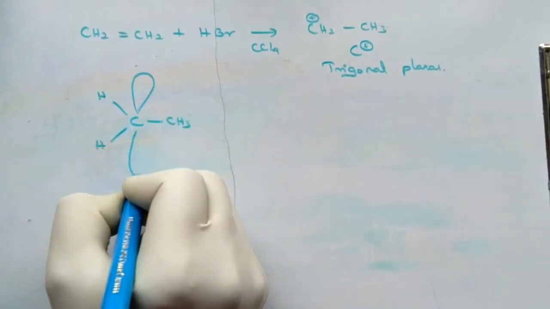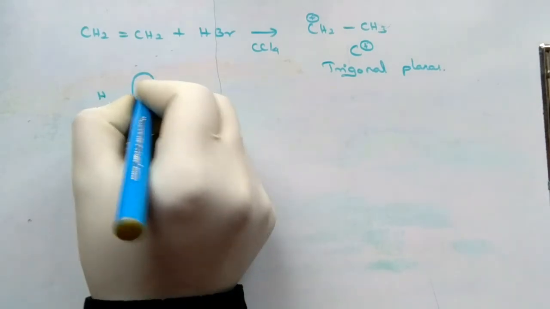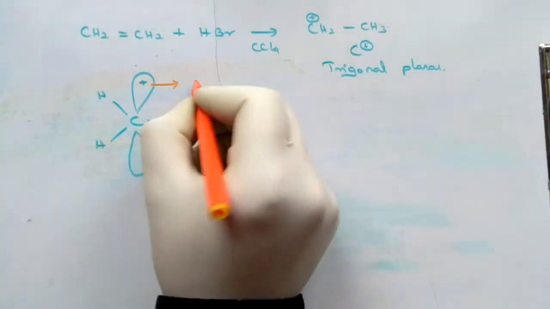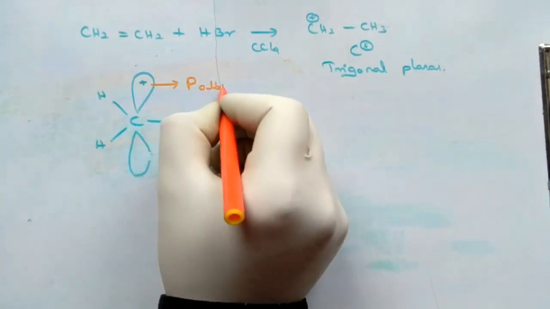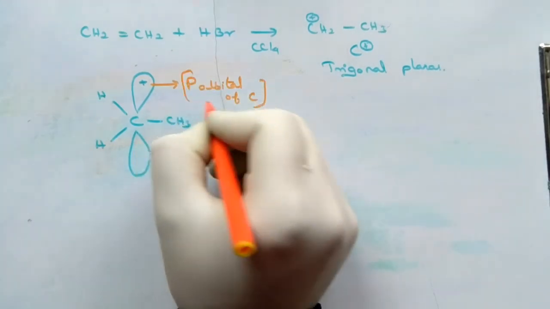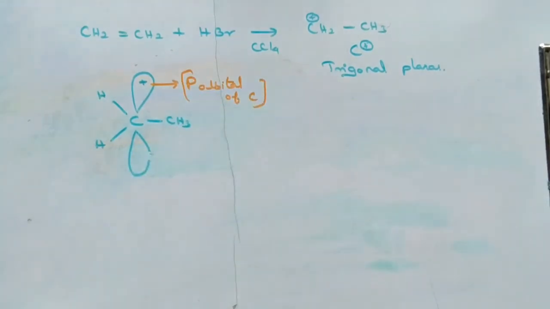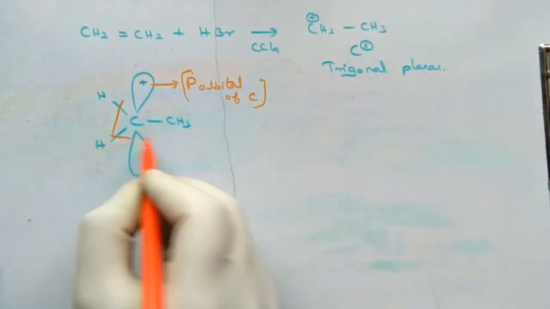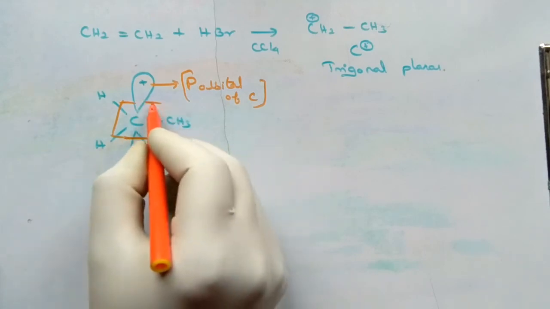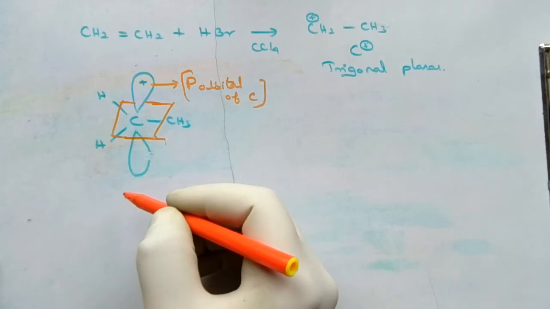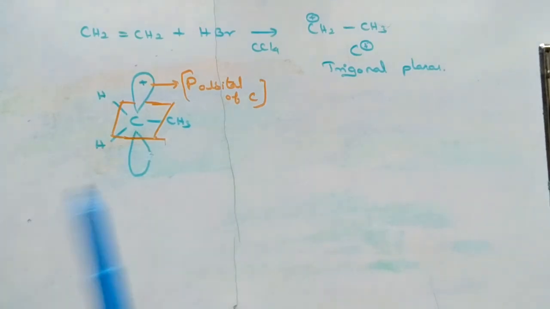The vacant p orbital will be above and below the plane. To indicate it is vacant, we are putting p inside the p orbital. So this is nothing but the vacant p orbital of carbon. Actually, the plane will be like this. The p orbital will be above and below the plane.